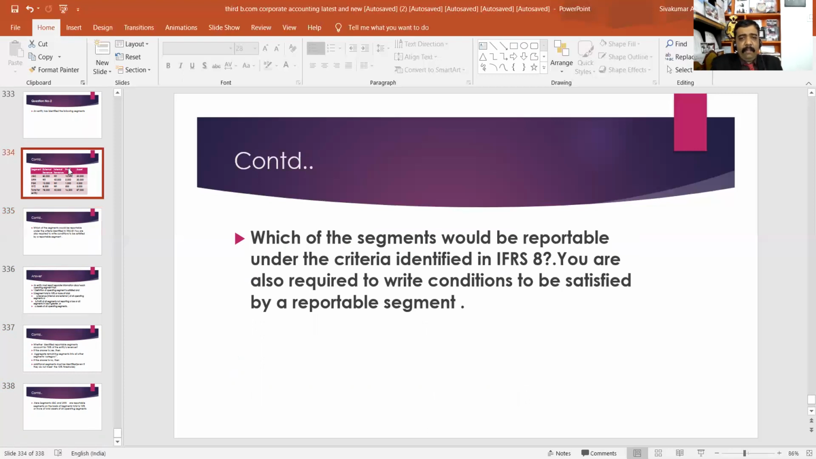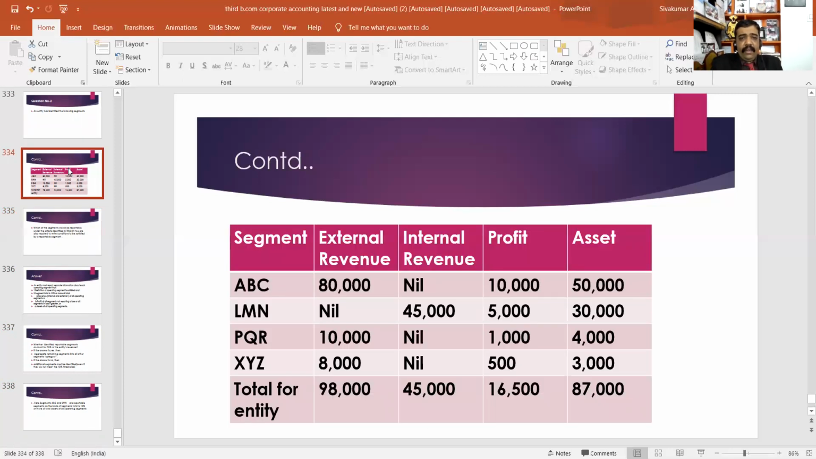Okay, please look at the question. Here, the total revenue is 98,000 plus 45,000. That means 1,43,000. 10% of 1,43,000 will be 14,300. Total revenue of ABC is 80,000. That means 80,000 is more than 10% of total revenue. Likewise, total revenue of segment LMN is 45,000. That means 45,000 is more than 10% of total revenue.